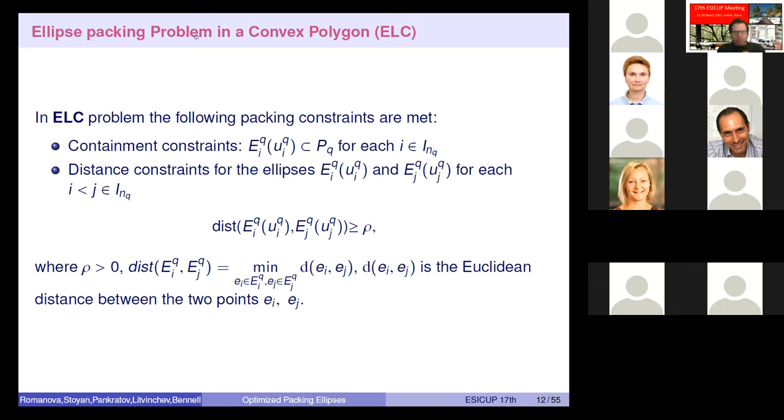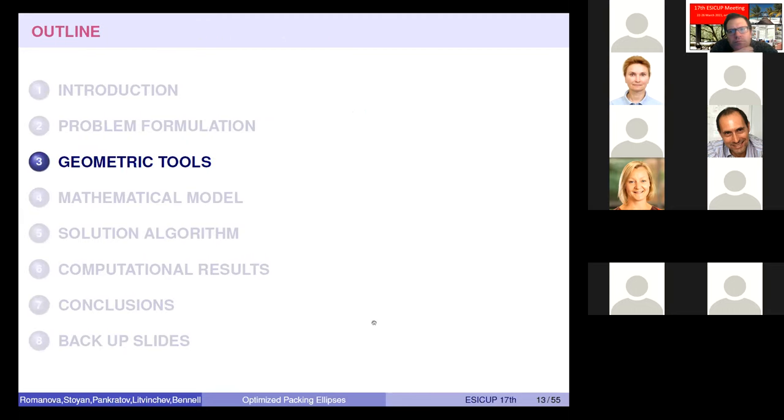This ellipse packing problem in a convex polygon, ELC, has the following placement constraints. First, containment constraints, so each ellipse belongs to the convex polygon, then distance constraints between each pair of ellipses. I mean, Euclidean distance between two ellipses.